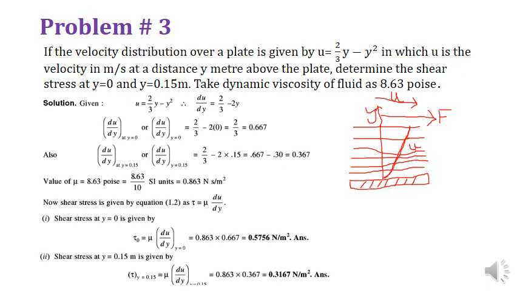So the equation of this curve is going to show you the velocity gradient, or the velocity profile, of the fluid flowing in a certain direction. You can represent it like this: u = 2/3 y − y². If it were only 2/3 y, it would mean a linear relationship, just a straight line. But with this additional y², the equation of the line is now of second degree.